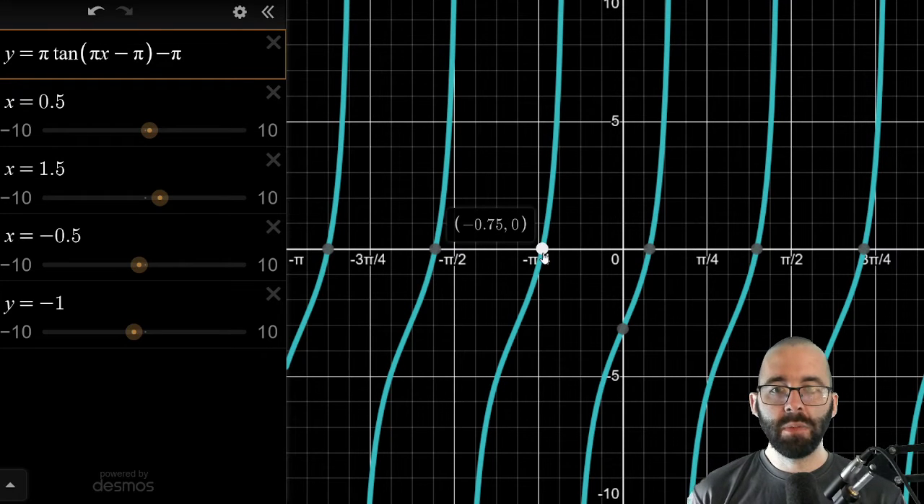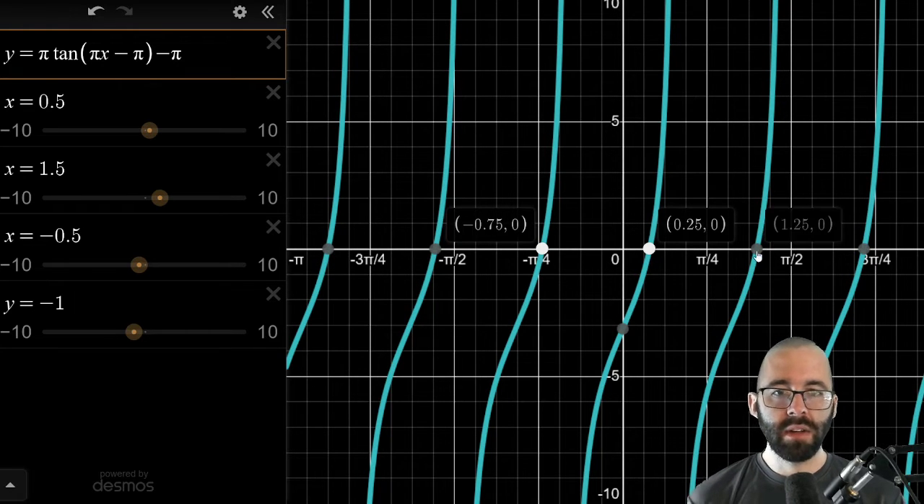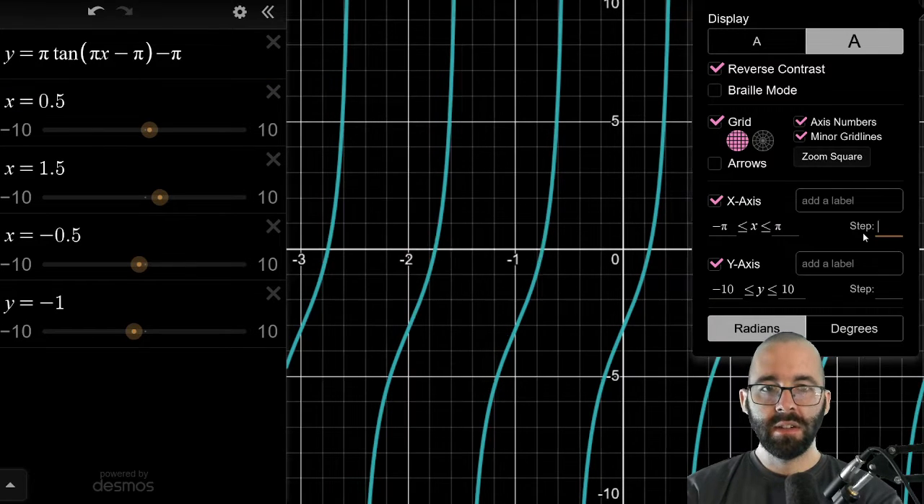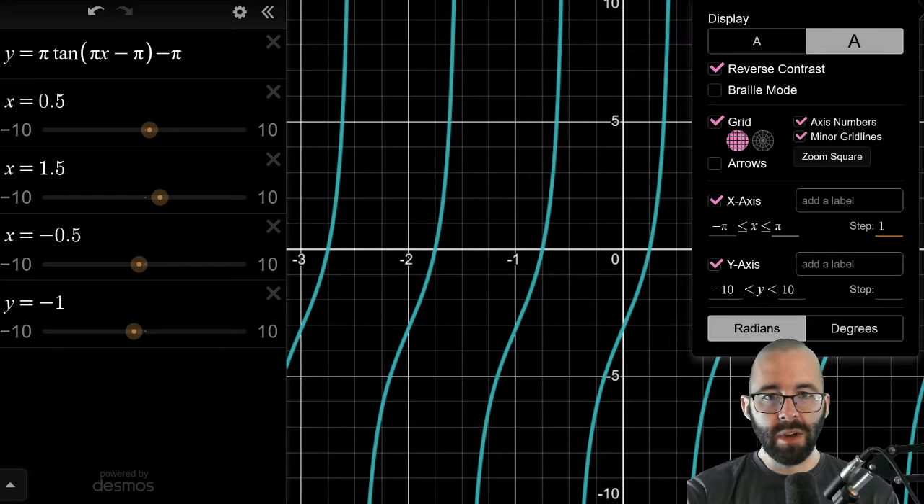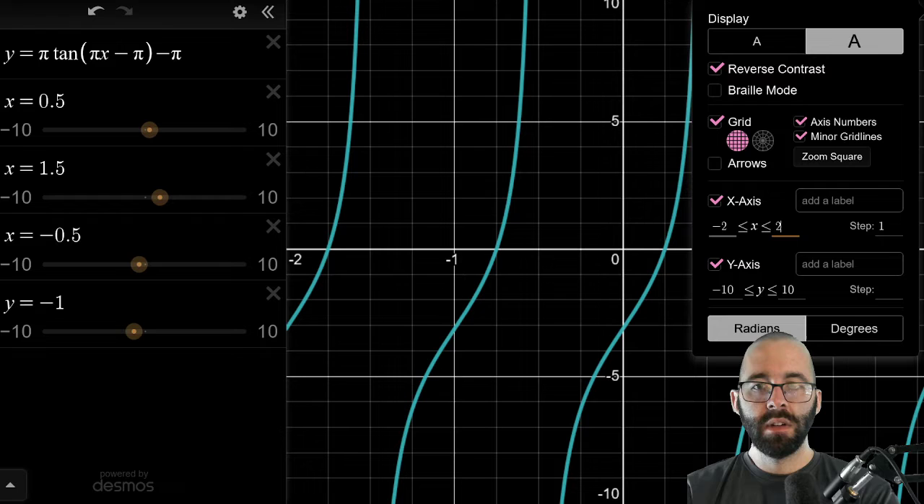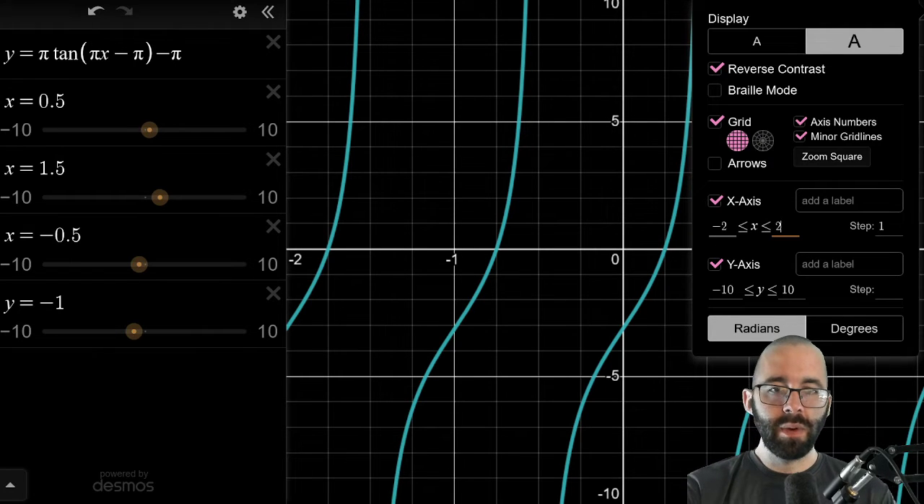So first off, let's look at our period. Our period is positive 1, right? The difference between these x coordinates is positive 1. So let's make our step size over here positive 1, hit that little wrench icon. And let's look from maybe -2 to +2. We only need 2 periods of this. All right, so maybe we could start at like -1.